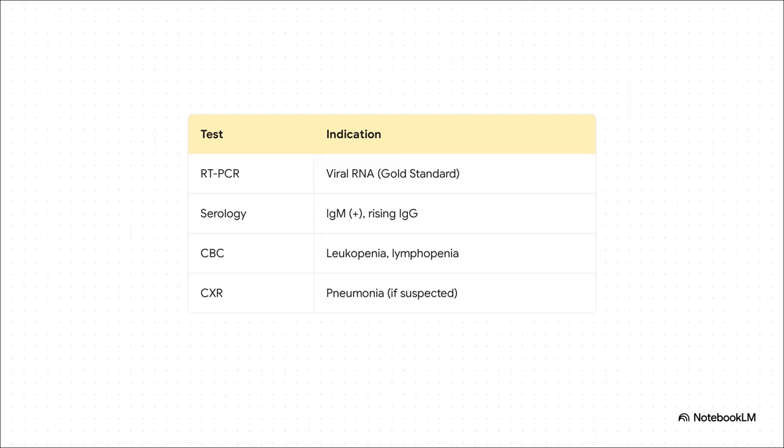So here's our diagnostic toolkit. The gold standard is an RT-PCR test, which looks for the virus's genetic material. Serology, looking for those IgM antibodies, tells us it's an active infection. A complete blood count, or CBC, will usually show leukopenia, a drop in white blood cells, which is direct proof of that immune suppression we talked about. And if you're worried about pneumonia, a chest X-ray is the way to go.